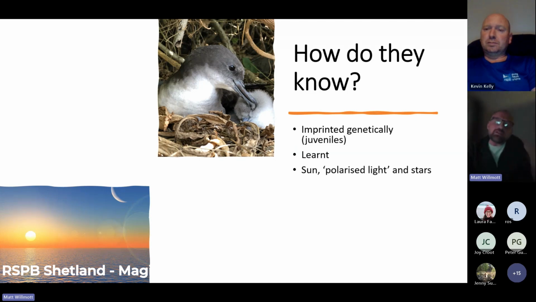And we also know that stars, so the constellations, are really important as well. The position of the North Star is critical to these birds, and they're probably learning that. Some of the species are learning the constellations before they even leave the nest, which is quite fascinating. And we know some of this information through research that mainly started in the 50s.